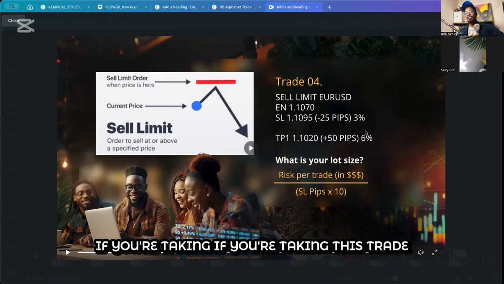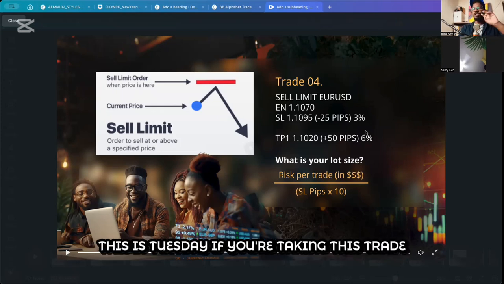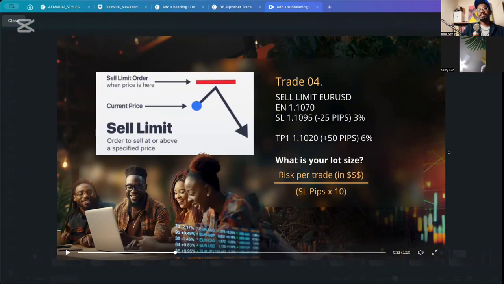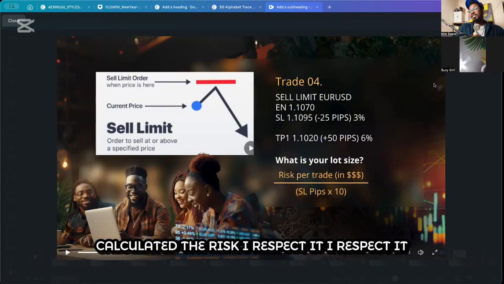If you're taking this trade, this is day 2 now. This is Tuesday. If you're taking this trade, go ahead and drop your 4s. Calculated risk. I respect it.